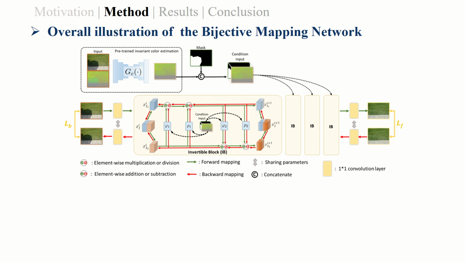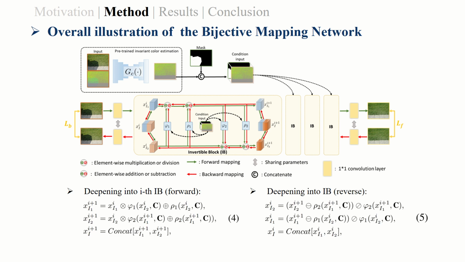As shown in the above figure, our proposed framework implies a two-way mapping procedure with the help of the condition inputs in the same parameter shared framework. The green arrow means the shadow removal process, and the red arrows indicate the shadow generation process. The whole framework mainly consists of several invertible blocks. Deep into the invertible block, the detailed operation of the forward mapping could be expressed as equation 4, and the operation of reverse mapping could be expressed as equation 5.